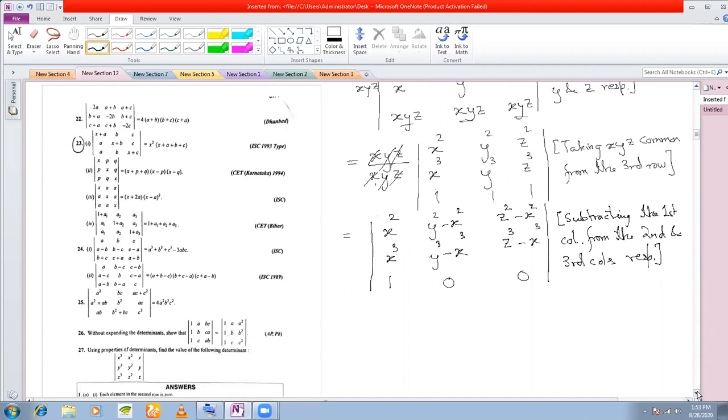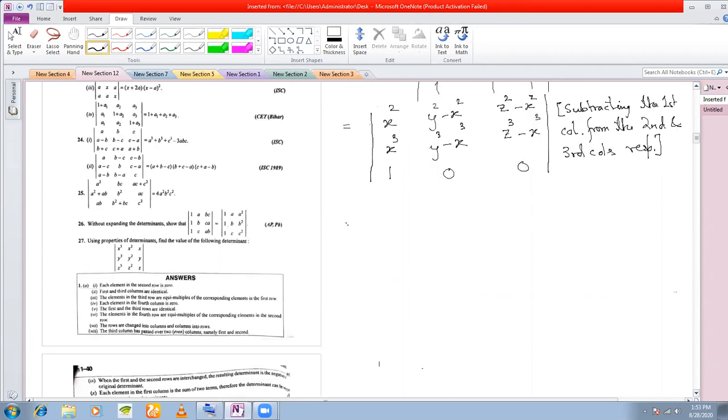Okay, so now we expand by which row? Now we should expand by the third row, isn't it? Because the third row has 2 zeros. Yes, this is a plus position. So this will be y square minus x square, z square minus x square, y cube minus x cube, and z cube minus x cube.